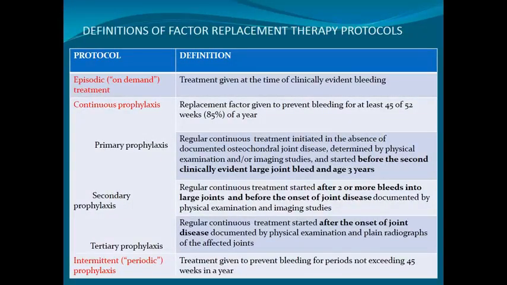This is the definition for the factor replacement therapy protocols. When a patient is diagnosed as a case of hemophilia by means of your investigations as well as from the clinical point of view, you are going to decide whether this patient should be on prophylaxis or on demand treatment. There are multiple types of prophylaxis. Episodic, number one, is the on demand treatment, meaning treatment given at the time of clinically evident bleeding.